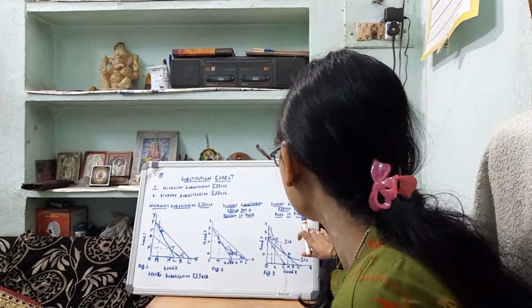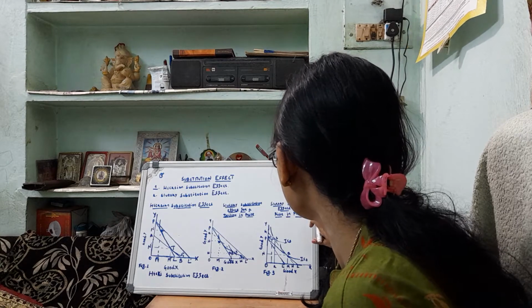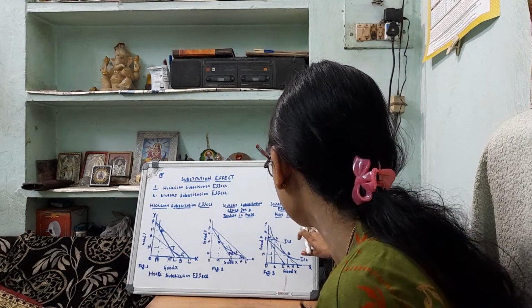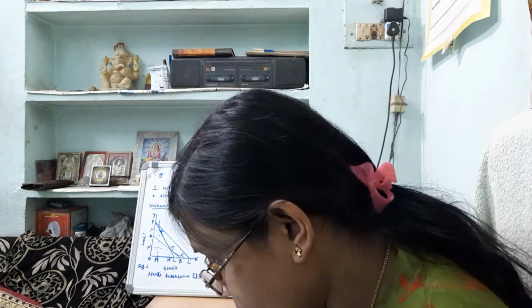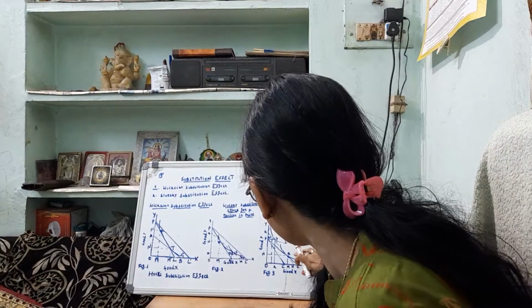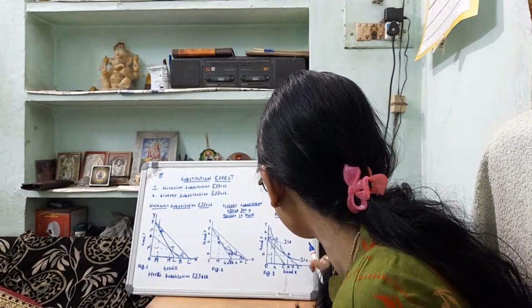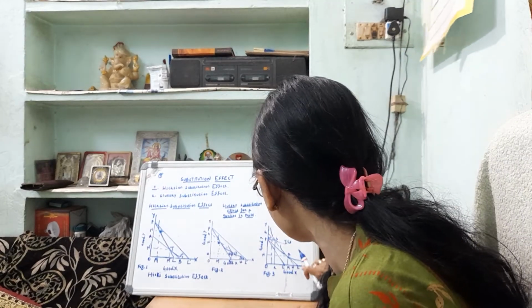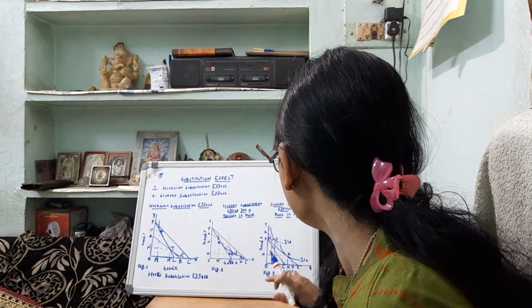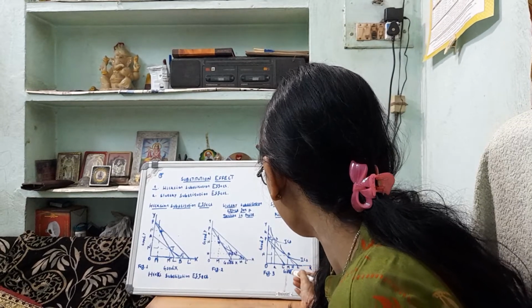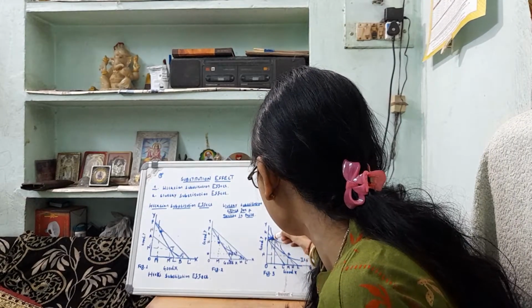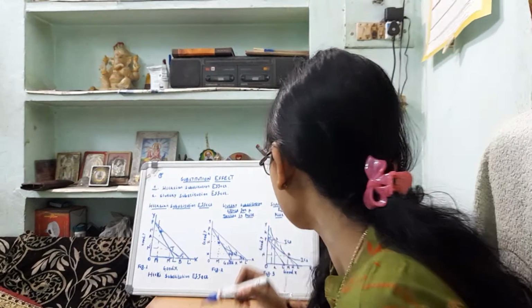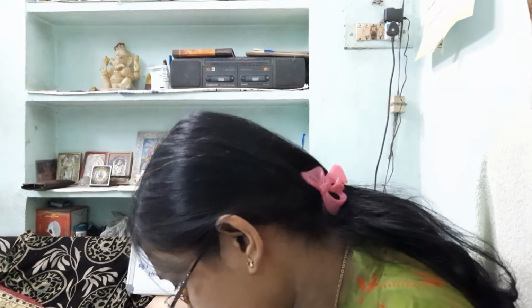Now I will discuss Slutsky substitution effect for rising price. The consumer is in equilibrium at point Q on indifference curve IC2 on budget line PL. When the price of good X rises, the budget line shifts to PL dash.